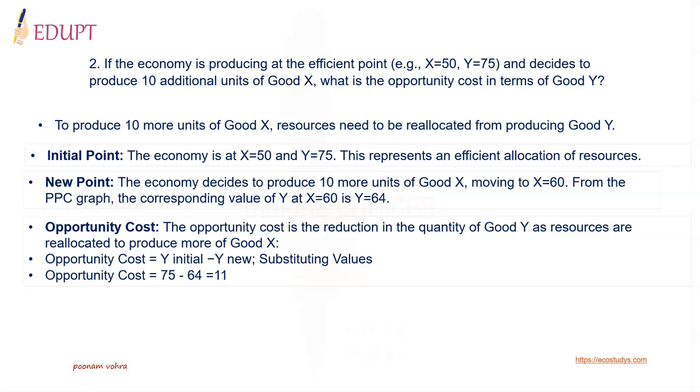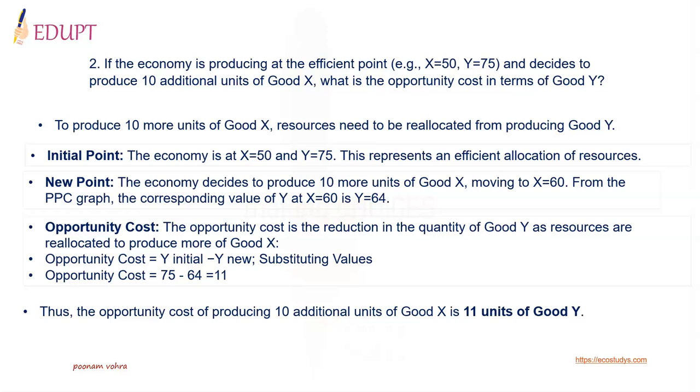So by substituting these values, one gets initial units of Y was 75 minus new units now produced will be 64. So it is 11. Opportunity cost is 11, implying that the opportunity cost of producing 10 additional units of good X is 11 units of good Y. The question based on the graphical presentation is allotted 4 marks and there are 2 questions to be answered, implying that each question carries 2 marks.